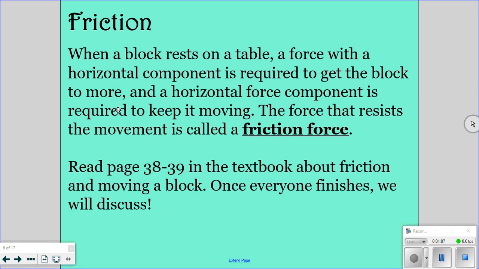So read pages 38 and 39 in the textbook about friction and a moving block. And then once everyone is finished, y'all can look over it. But just kind of read through about your block on page 38 and 39.